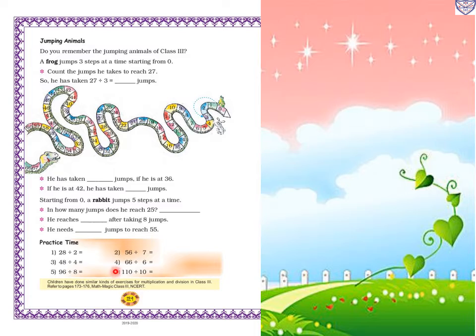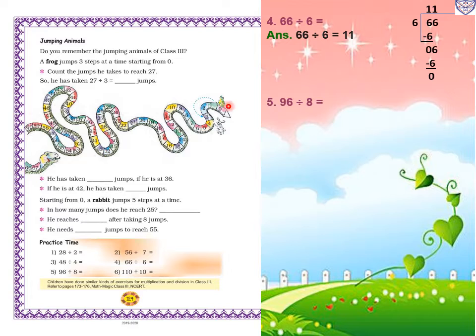Now number 4, 66 divided by 6. First we will take the first digit 6. In the 6 table, 6 ones are 6. So 6 minus 6 we will get 0. Now the other number we will carry down, that is 6. So again 6 ones are 6. So 6 minus 6 we will get 0. So our answer is 66 divided by 6 equal to 11.